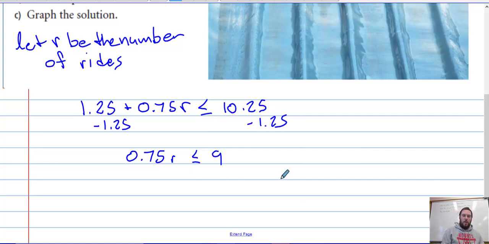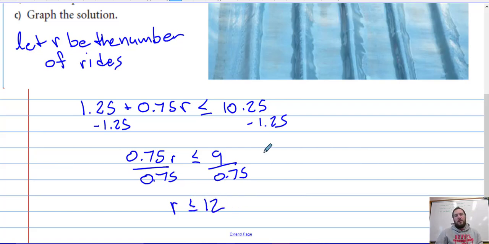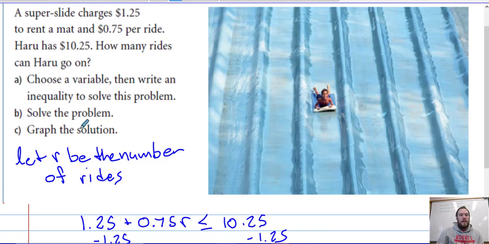All right, so we have 9 divided by 0.75, right? So we're going to divide by 0.75 on both sides to get the r by itself. And we get that r is less than or equal to 12. So that means Haru could take no more than 12 rides. He could take less than 12. He could take up to 12, but he couldn't take 13 or 14 or 15, right?